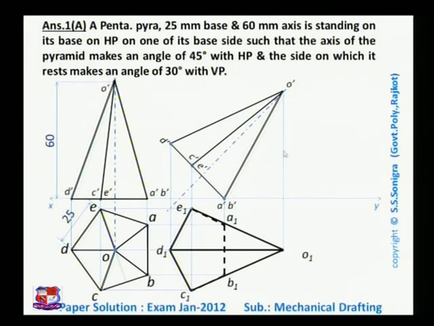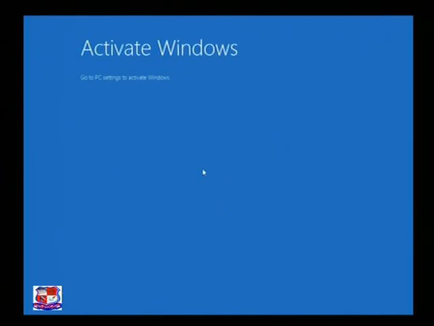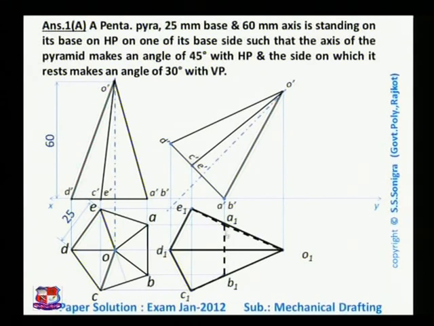After drawing this, till now we have drawn the problem up to this point. The pyramid makes an angle of 45 degree with HP. Now next, the last line of this problem: the side on which it rests makes an angle of 30 degree with VP. Here the solid is resting on the AB edge. So the AB edge in this condition is at right angle with the XY line, meaning the angle between the vertical plane and the AB edge is 90 degree. Like this, this angle is 90 degree. A1 B1 makes an angle of 90 degree with the XY line.